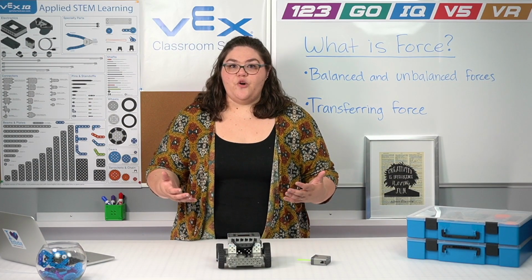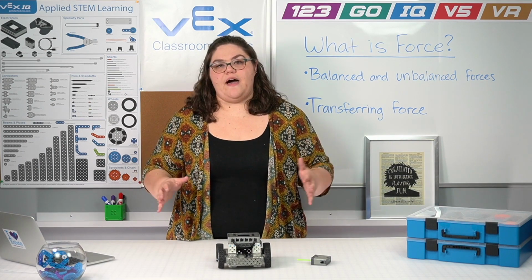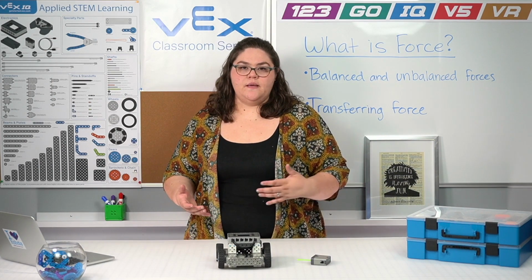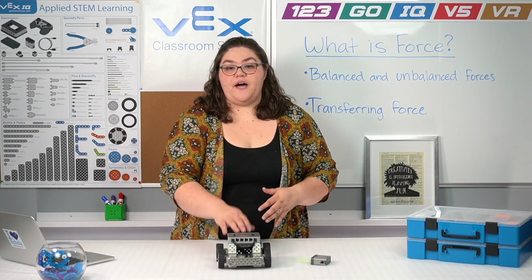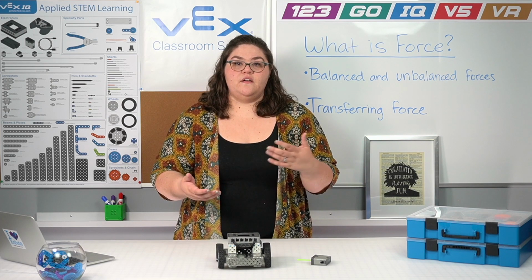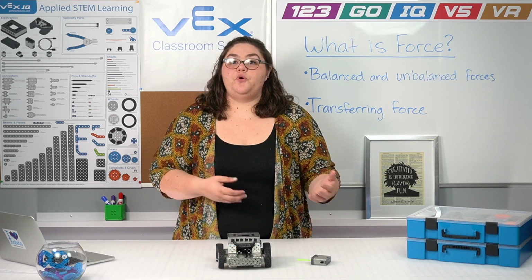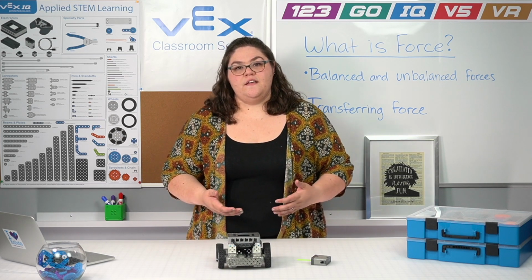So how can your robot push or pull another object? It all goes back to balanced and unbalanced forces. So if the force generated by your robot is greater than any opposing force, which is also an unbalanced force, then your robot can push or pull that object.